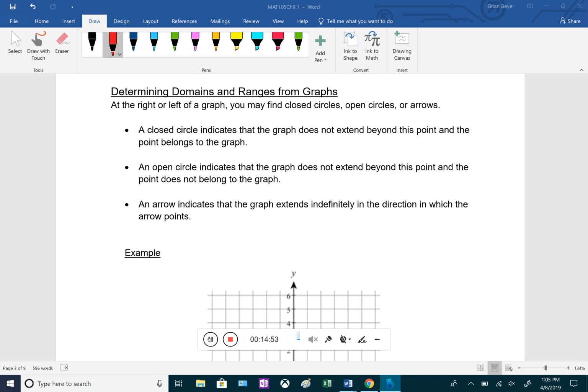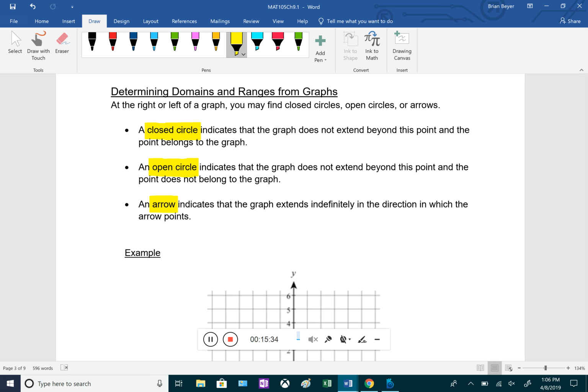If we have a closed circle, meaning a filled in circle, this means that the graph stops at that point, and that point belongs on the graph. If we have an open circle, it means that the graph stops at that point, however, it does not belong as a point on the graph. It gets infinitely close to that point, but technically it never gets there. And the last one is an arrow. An arrow represents that the graph extends indefinitely in that direction, wherever it's pointing. So it's just going to keep on going in whatever direction that is.